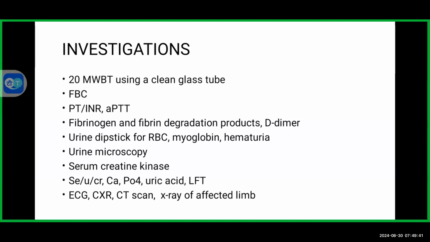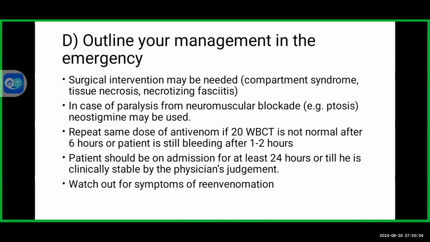For this patient, you really need an EUC: serum electrolytes, urea, creatinine, calcium, phosphate. We want to do uric acid and liver function tests. Then depending on the presentation, you may want to do a chest X-ray if he presents with difficulty in breathing. If he presents with altered mental status, you may want to do a CT scan, and depending on the extent of affectation of a limb, you may want to do an X-ray of the limb.